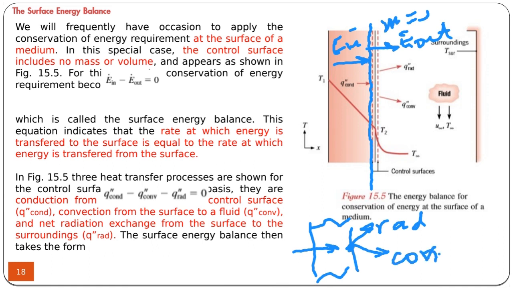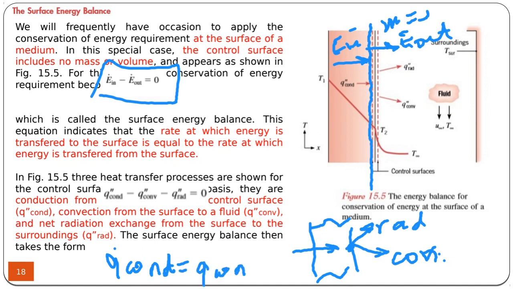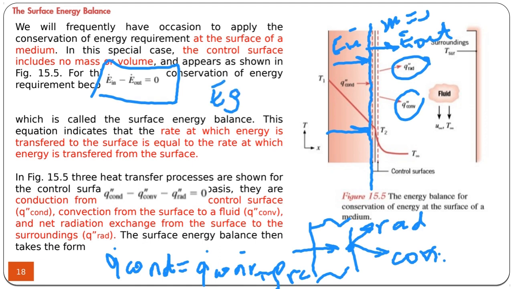So according to the energy balance, the conduction must be equal to convection plus radiation. So it means that whatever comes in any mode of energy transfer must be equal to the energy that leaves the surface. So this is different from other analysis, because in the other analysis we also considered generated energy plus stored energy, which are 0 here.